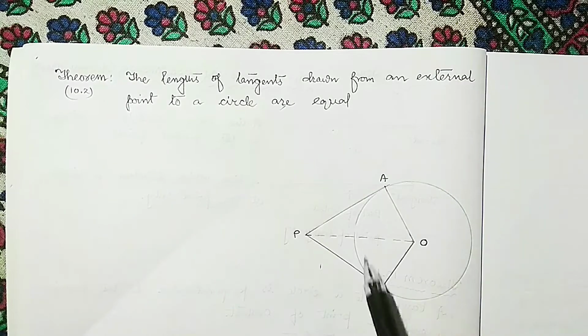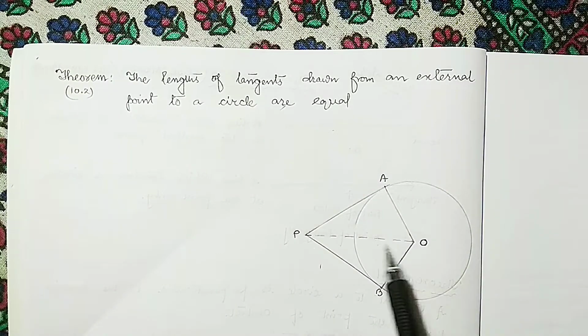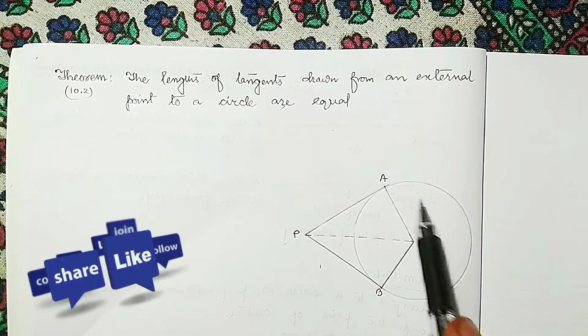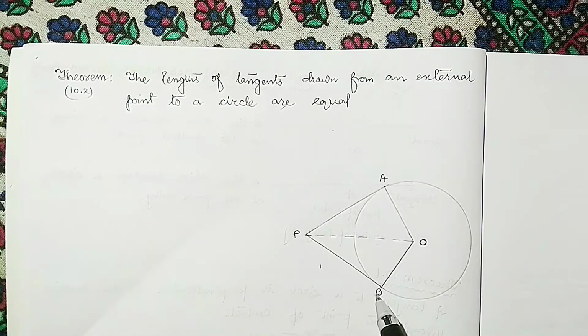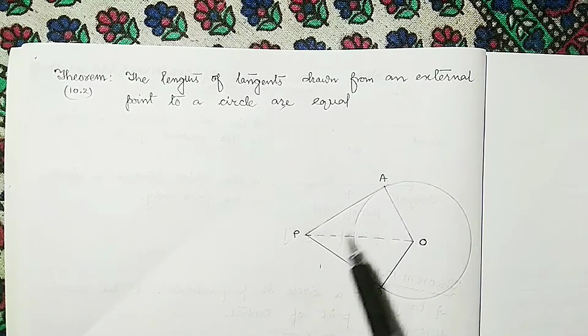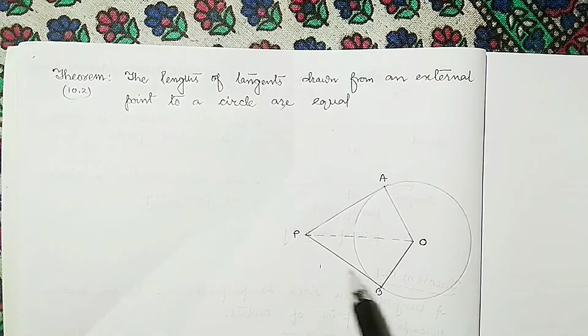As you can see, this is a circle with center O. And P is any point outside the circle. This is the circle and this point is P, which is outside the circle, and I have drawn two tangents PA and PB. What we are to show in this theorem is that the lengths of PA and PB are equal. Let me now show how to prove this theorem.